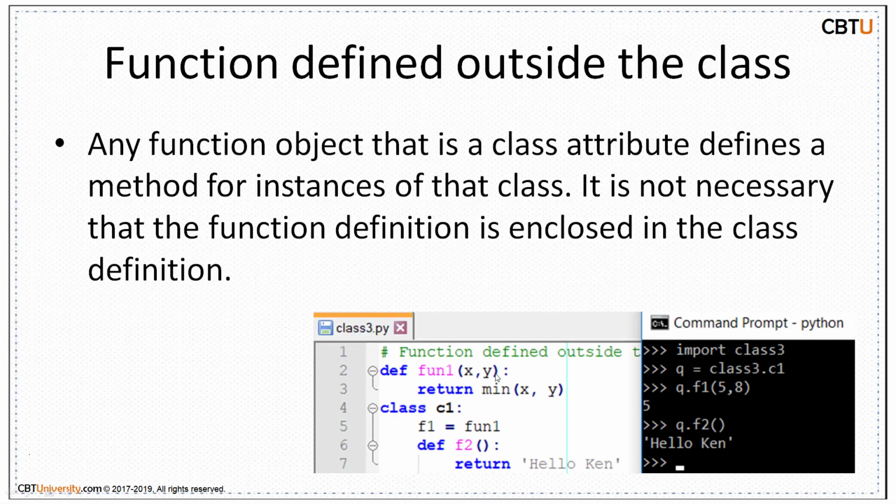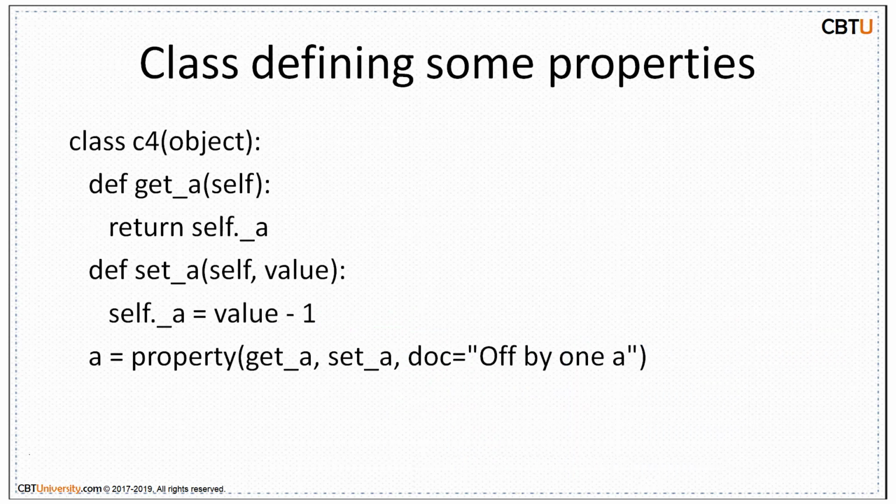This function takes two integer arguments and returns the minimum of the two. We have another method f2 defined which returns a string. Import class3 which has this class1, instantiate class C1. q.f1, supply the two integers, it calculates the minimum and returns the minimum integer, and for f2 just call f2 and it returns this string. This is defining some properties, get, set, and property.